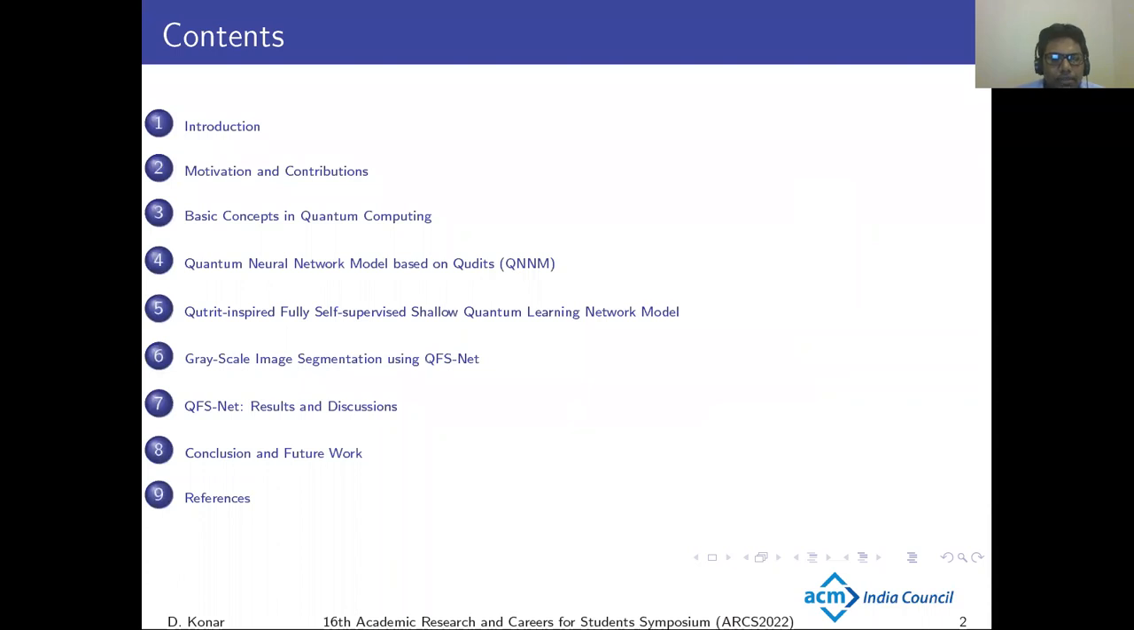So these are the items in our presentation: the introduction, motivation and contribution, and basic concepts in quantum computing. Then we will discuss the basic quantum neural network model based on qubits, that is D-level quantum bits, or in the generic case, D levels. For 3 levels, it is called a Qutrit. So the Qutrit-inspired fully self-supervised shallow quantum learning network model is what we have developed in our research. Then we will see how we can segment grayscale images using our network, QFSNet. Then we will also talk about some results, the conclusion and references.